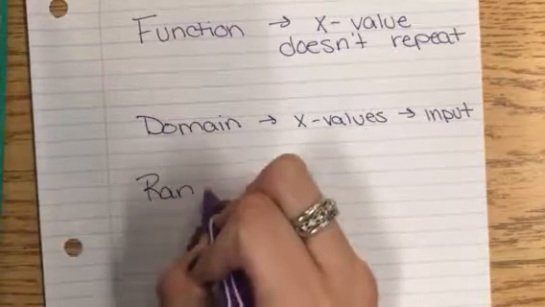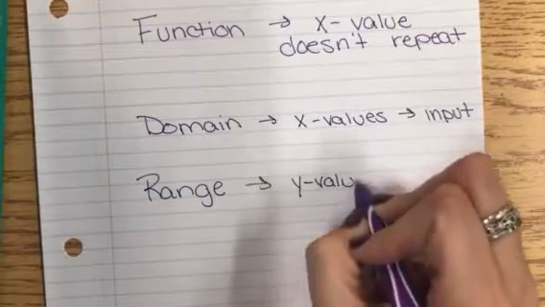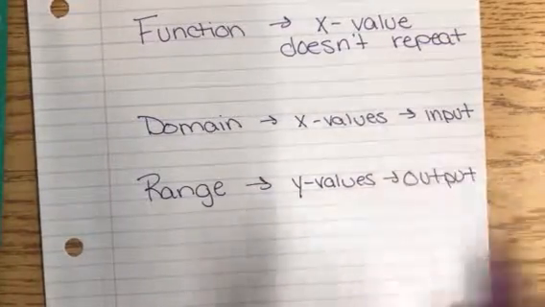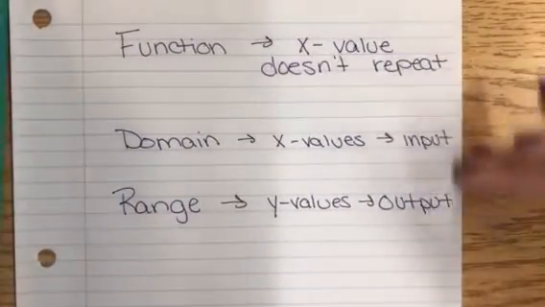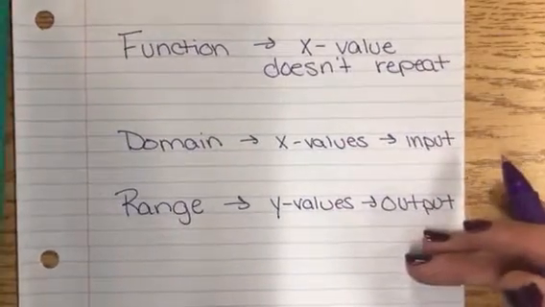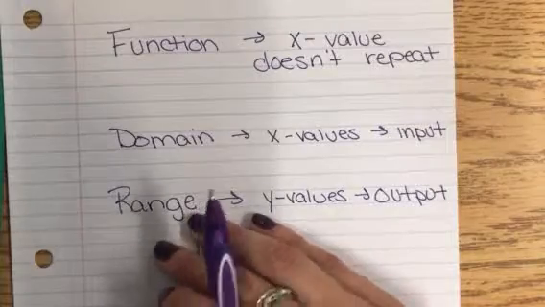We can also talk about a range. That's our y values, and our y values are also our output values. So range, y values, and output are all going to be the same thing. Whenever we're talking about a function, we can look at what those input and output values are and then talk about what those are for the domain and the range.